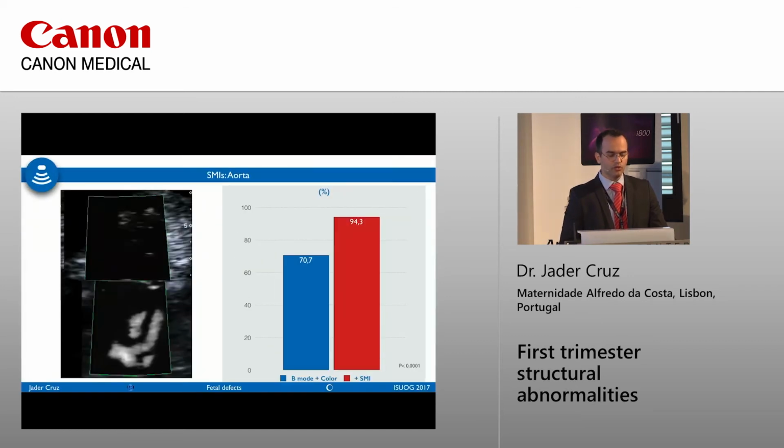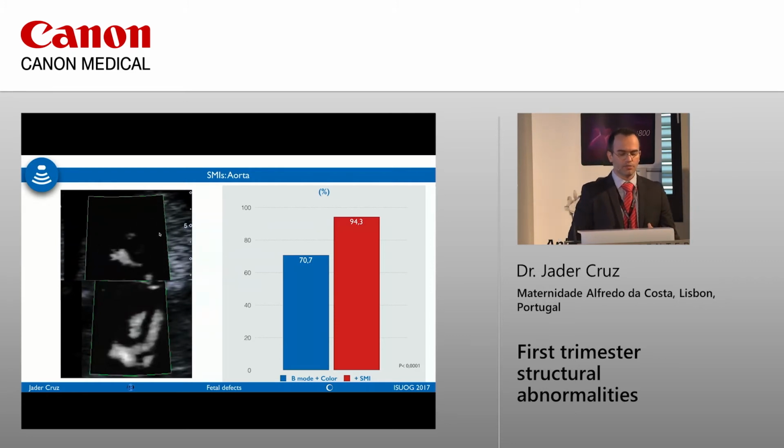The magic comes when you go to the outflow tracts. Looking at the left outflow tract, the aorta, sometimes it's tricky in the first trimester. To have a clear view of the aorta connected to the left ventricle is even more difficult. Without the SMI, you do that in 70% of the time. With SMI, it increases to about 95% of the time.